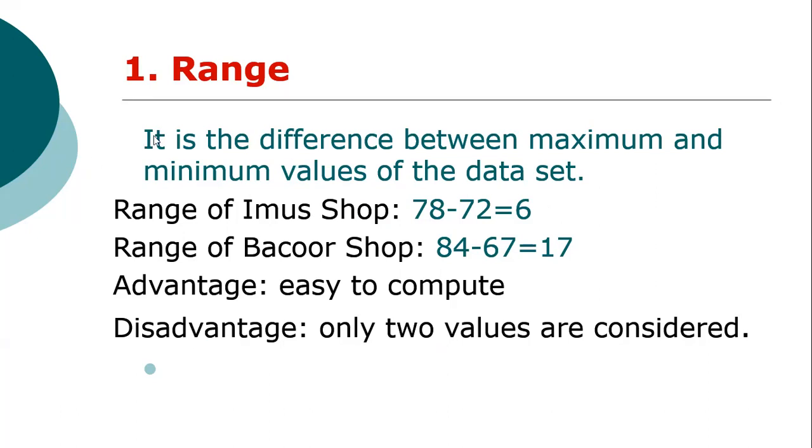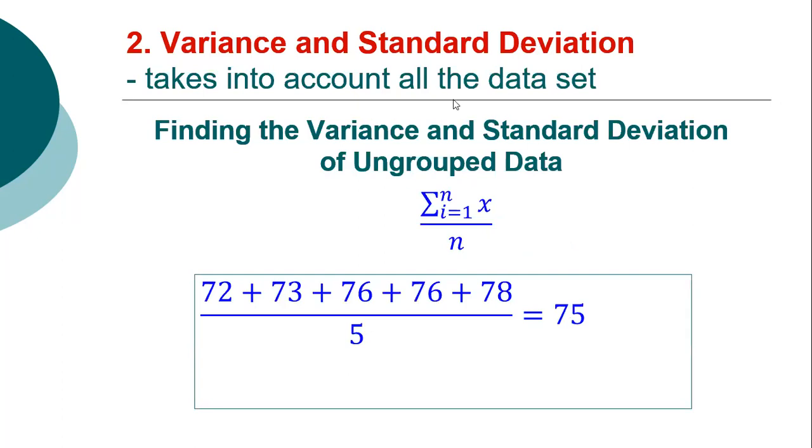Okay? So, itong range, it's easier to compute. Mas madali. Kaso, only two values are considered, ibig sabihin yung high and low lang. Kaya hindi karaniwang ginagamit tong range. Usually, it's one way to quickly, mas mabilis kasi siyang i-compute para magkaroon ka lang ng idea. But if you really want to have an in-depth answer to measure of variability, gagamit tayo nitong dalawa.